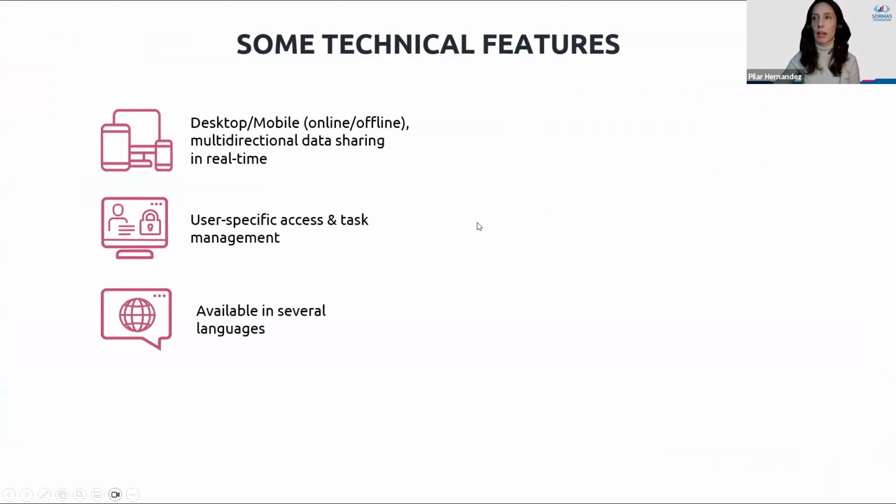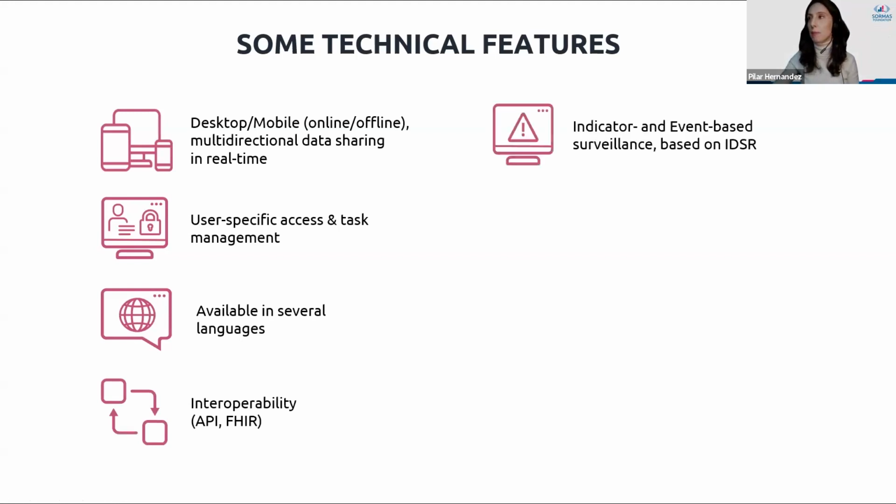As I mentioned before as well, the system has user-specific access. It means that depending on where you are, if you're at the district level, a district worker, then you will be able to see the information at the district level. If you work at the national level, you will be able to see the information at the national level. It also has an internal task management system to facilitate the coordination of teams in the response to outbreaks. The system is available in several languages. I think we have over 20 languages at the moment. It is interoperable with other systems as well. It allows indicator and event-based surveillance, and it is based on the IDSR.